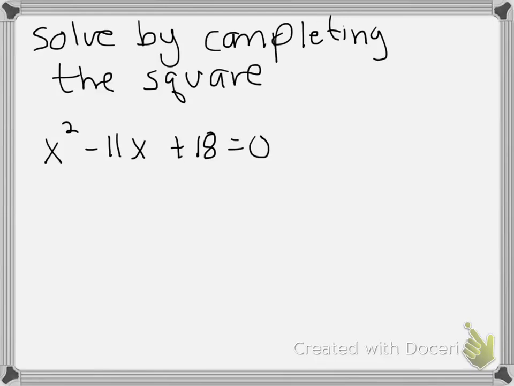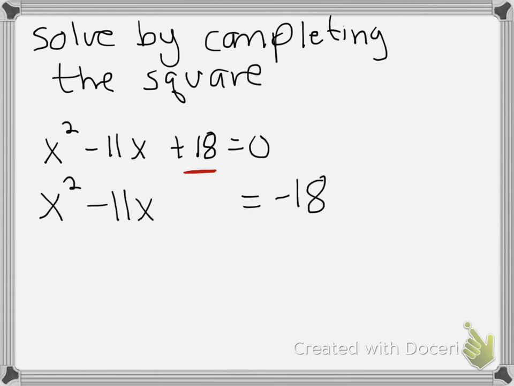Okay, solve by completing the square. So x squared minus 11x plus 18 equals 0. When you are asked to complete the square, there's a couple of first things that you have to make sure. First of all, the constants need to be brought to the other side of the equal sign so we can deal with the variables and start factoring. So I'll go ahead and rewrite that into x squared minus 11x equals negative 18.